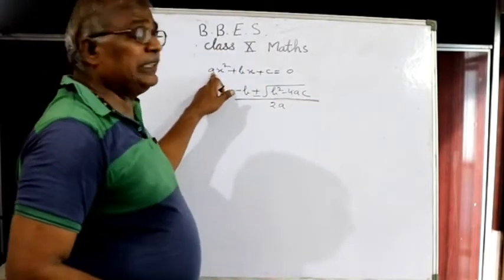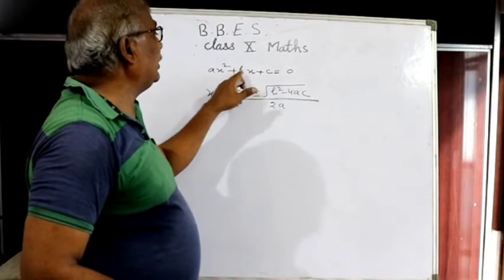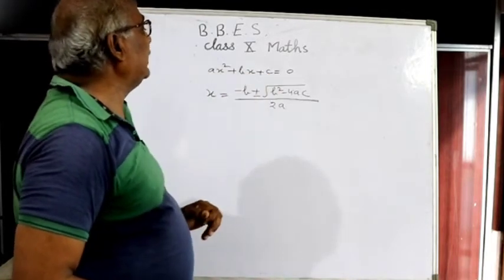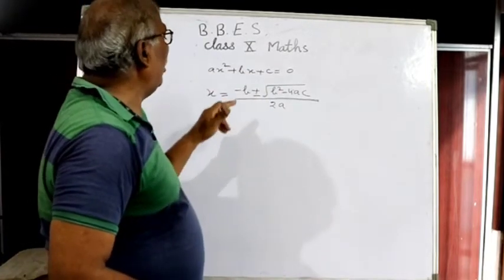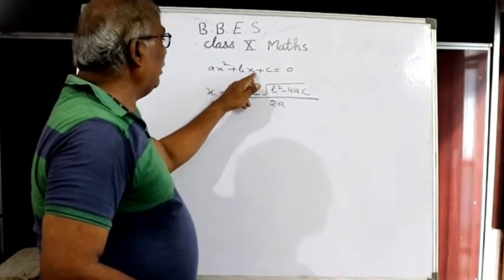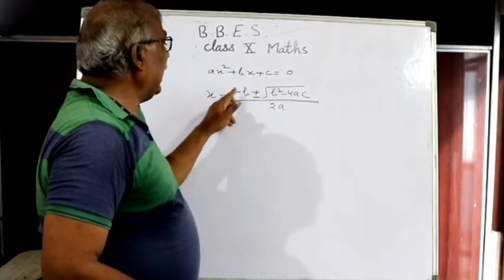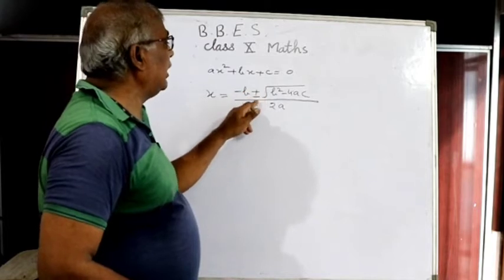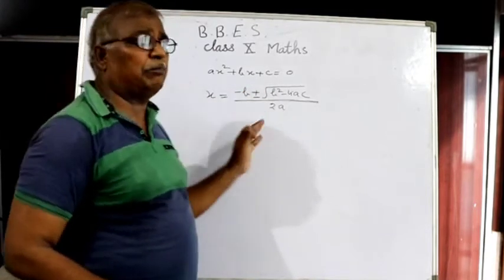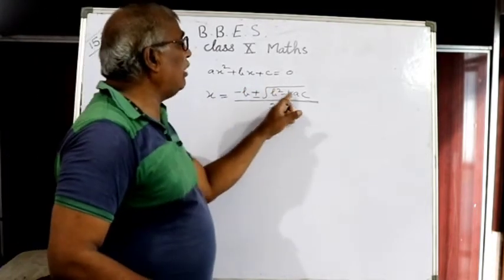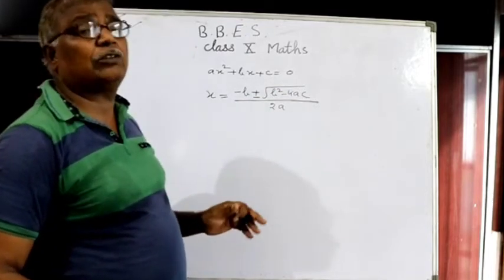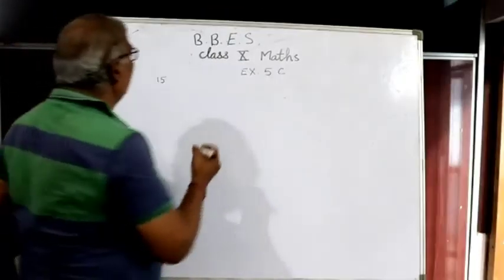Here a is the coefficient of x square, b is the coefficient of x, and c is the constant term. Then there is a formula to find the value of the variable x. x is equal to minus b plus minus square root of b square minus 4ac upon 2a. This b square minus 4ac is called the discriminant.